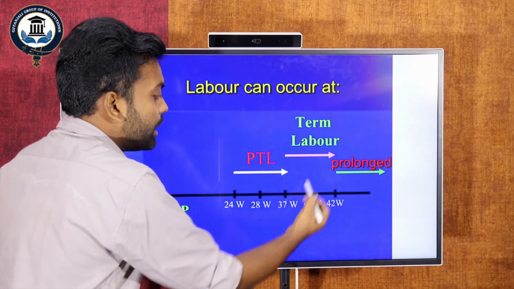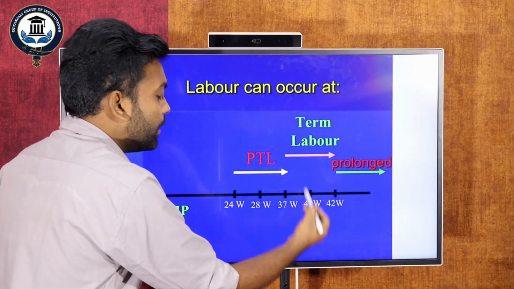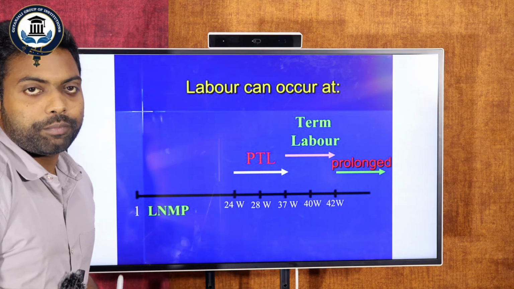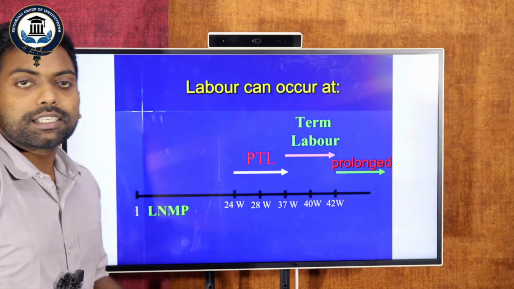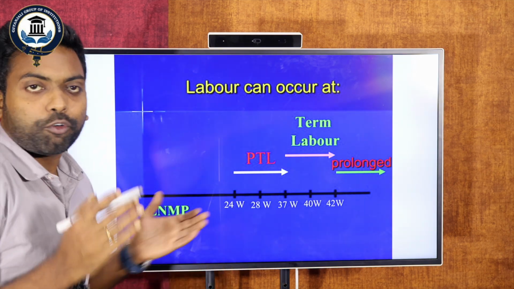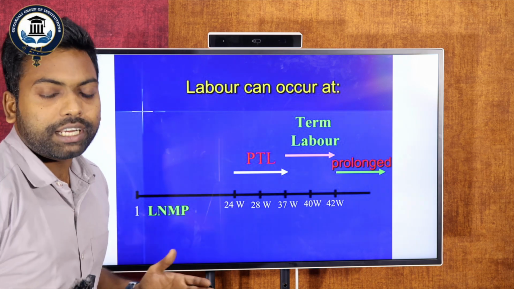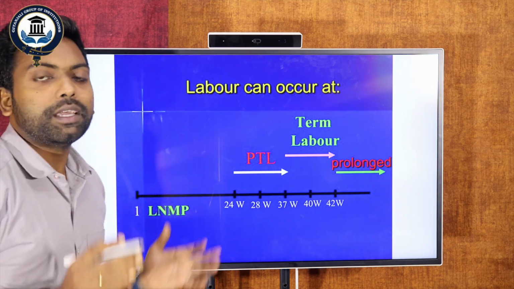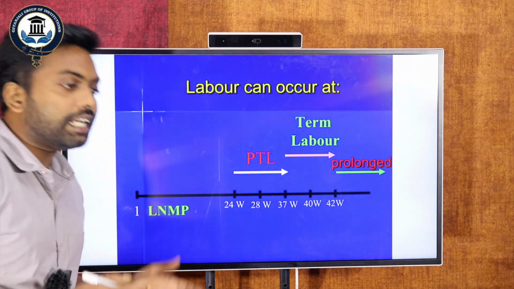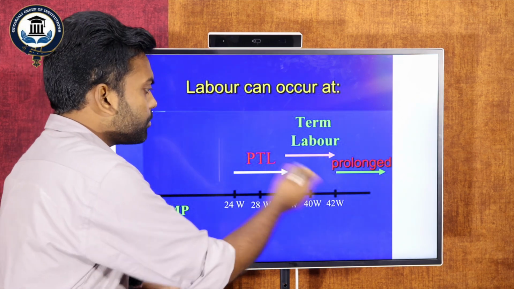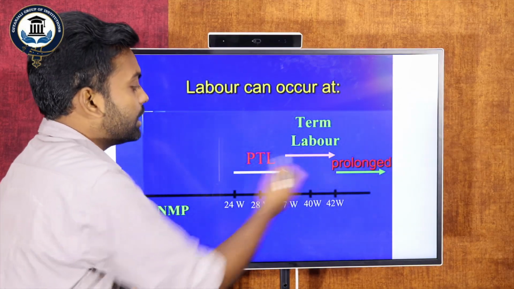Next one, if the labor happens at the week of 38 to 40, that will be called term labor. So here term labor is called normal labor. At the 38th week to the 40th week, if the mother gets the delivery, that is called normal delivery. In that case, the baby's development, physiologically and psychologically, should be good. So that will be called term labor.